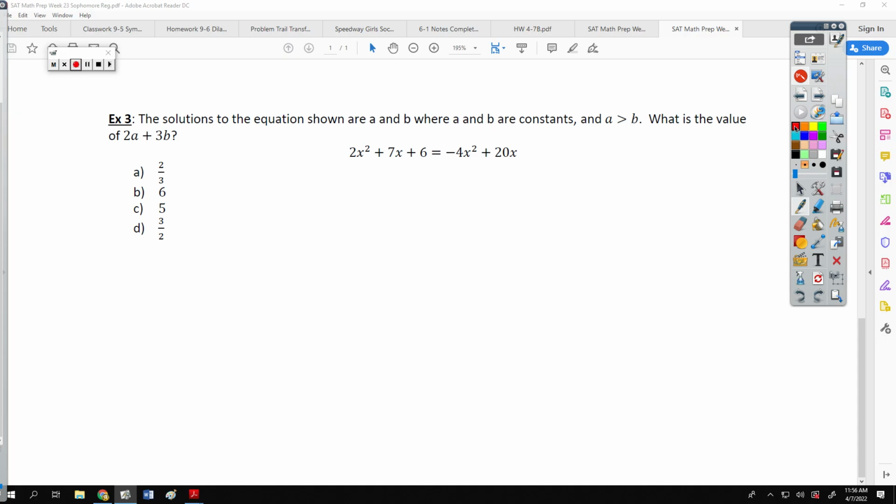It says the solutions to the equation shown are A and B, where A and B are constants and A is greater than B. What is the value of 2 times A plus 3 times B? So we do need to solve this equation.